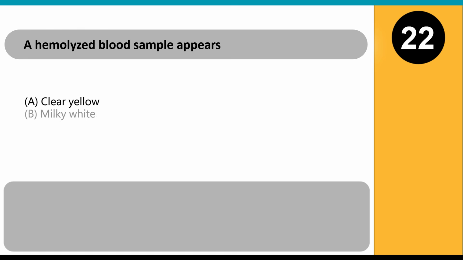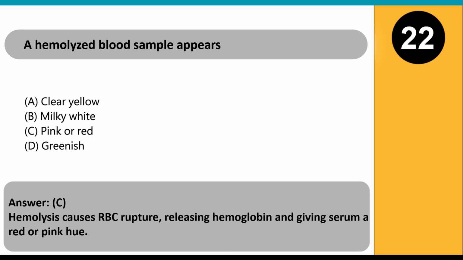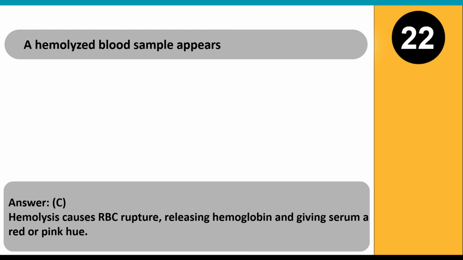A hemolyzed blood sample appears. A. Clear yellow. B. Milky white. C. Pink or red. D. Greenish. Answer, C. Hemolysis causes RBC rupture, releasing hemoglobin and giving serum a red or pink hue.